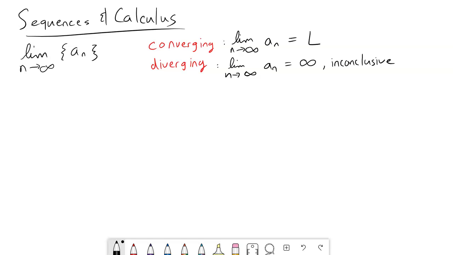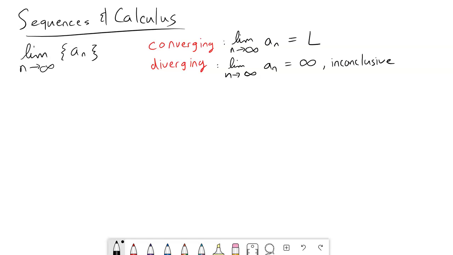Converging means that the value is a number that we know, like 1 or 1/2, or maybe 3, a real number, not infinity, because infinity is a huge number. That's diverging to infinity, right? So that's what we can use calculus for.